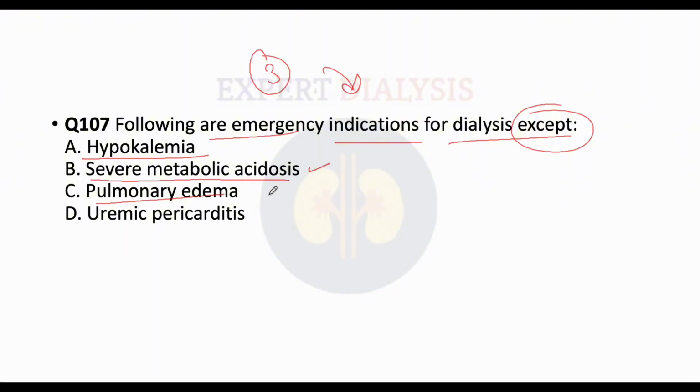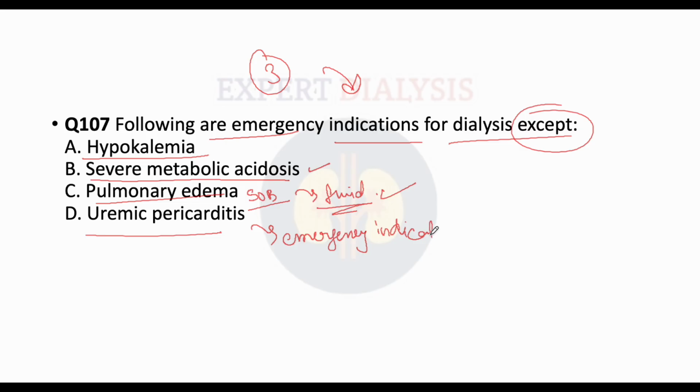Obviously we have to start dialysis because the patient will be showing SOB, shortness of breath, and to cure that we have to start dialysis and we have to remove fluid. So it is also an emergency indication. Uremic pericarditis. Uremic pericarditis is also emergency indication for dialysis since the levels of urea are certainly in high range, and by starting dialysis we can lower those levels. So the remaining option is option A, hypokalemia.